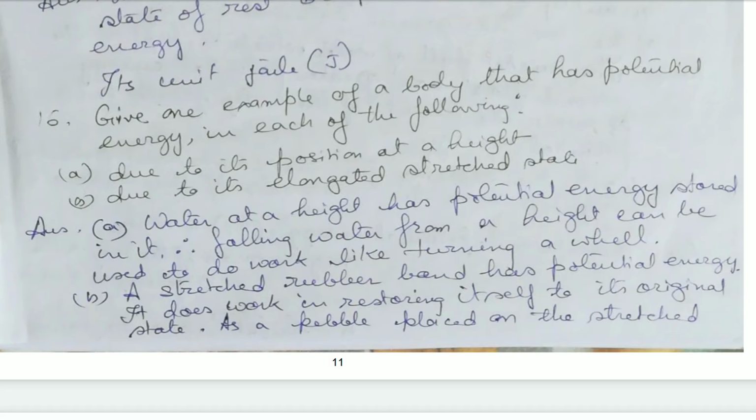Then give one example of a body that has potential energy in each of the following: due to its position at a height, and due to its elongated stretched state. Water at a height has potential energy stored in it. When water is stored at a height, especially in dams, that water has potential energy. When water is falling from that height, it can be used to do work because it has lots of energy. It can be used to do work like turning a wheel, a turbine actually.